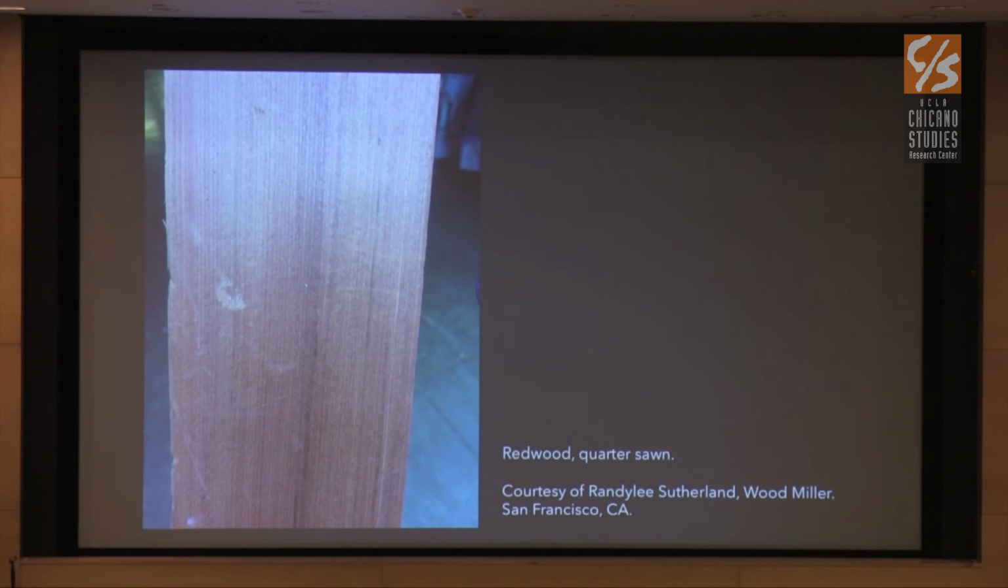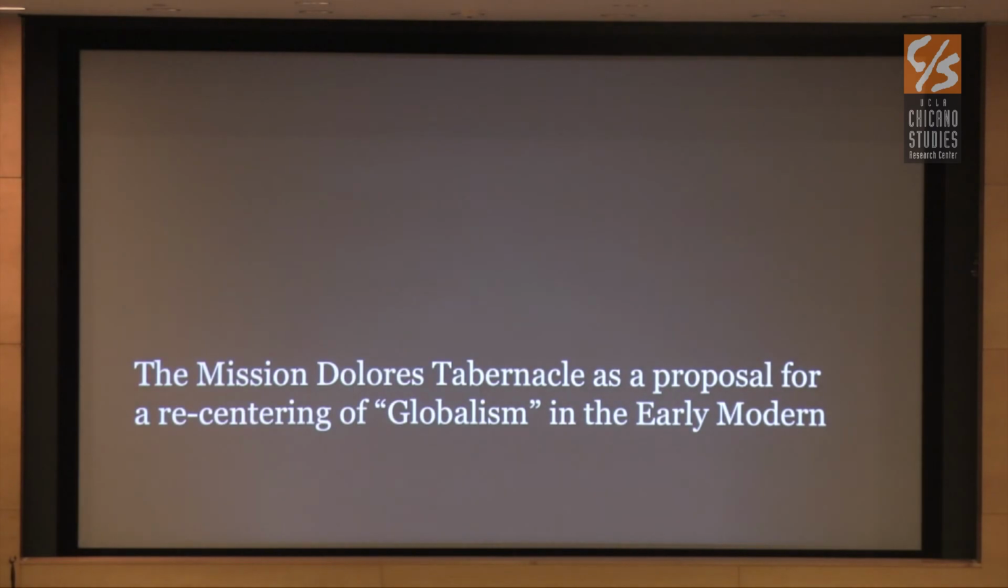I had a friend of mine who is a wood miller and a master carpenter confirm that in fact it is redwood. Confirmed my suspicions. So now we have a sort of convergence of visual and material practices that indicate both sides of the Pacific. Looking at the tabernacle externally, we could think of it as an object that exists somewhere along the nodes of exchange, that it could return, in fact, to Manila with its redwood additions.